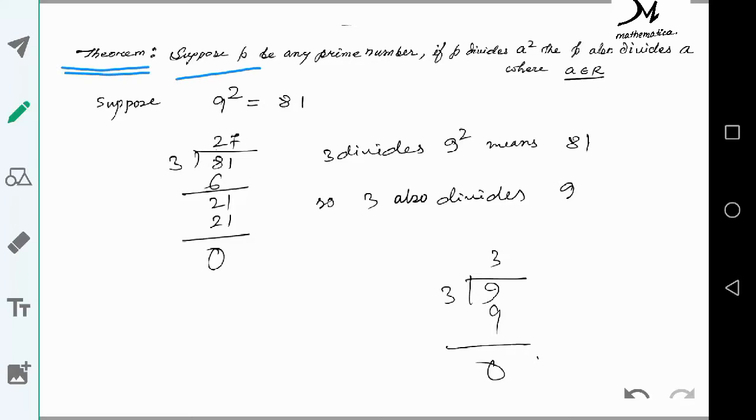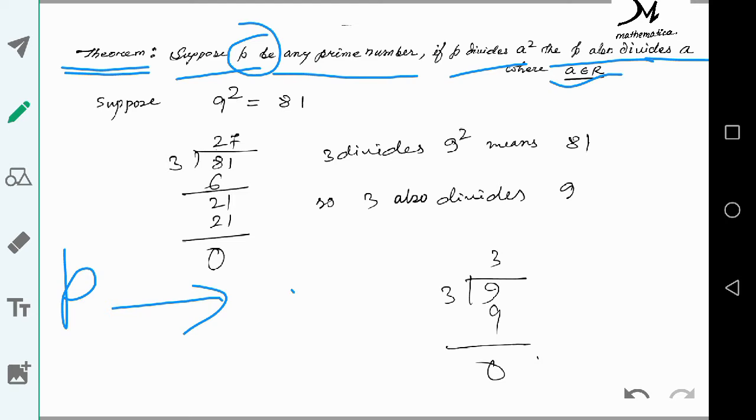Suppose p is any prime number. If p divides a square, then p also divides a, where a is a real number. Suppose p is any prime number, and this p divides the square of a real number, that is a square. Then p must divide a, according to this theorem.